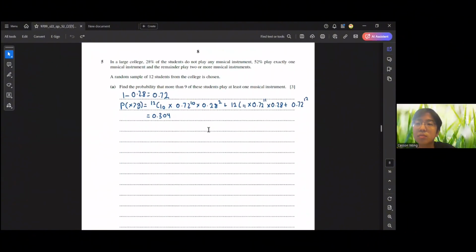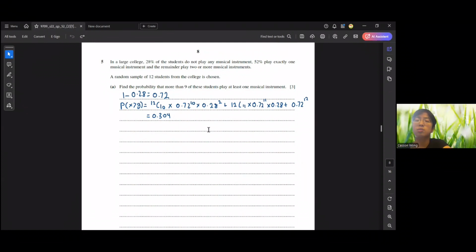Next, in a large college, 28% of the students do not play any musical instrument. 52% play exactly one musical instrument, and the remainder play 2 or more musical instruments. A random sample of 12 students from the college is chosen. Find the probability that more than 9 of these students play at least one musical instrument.